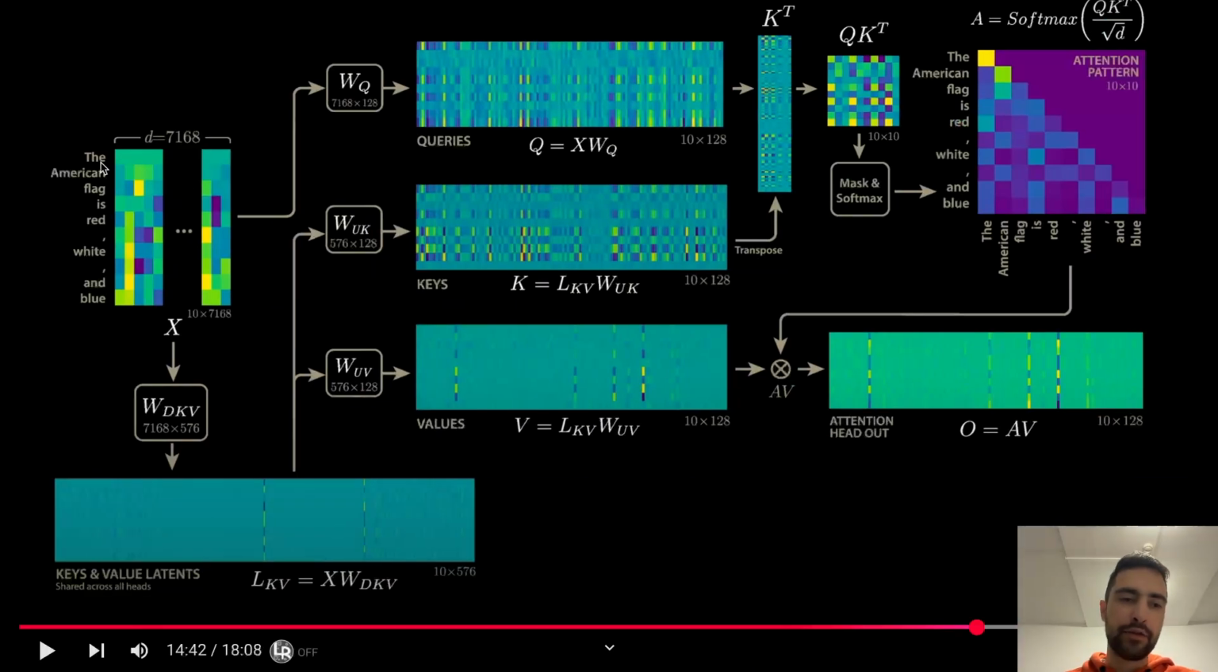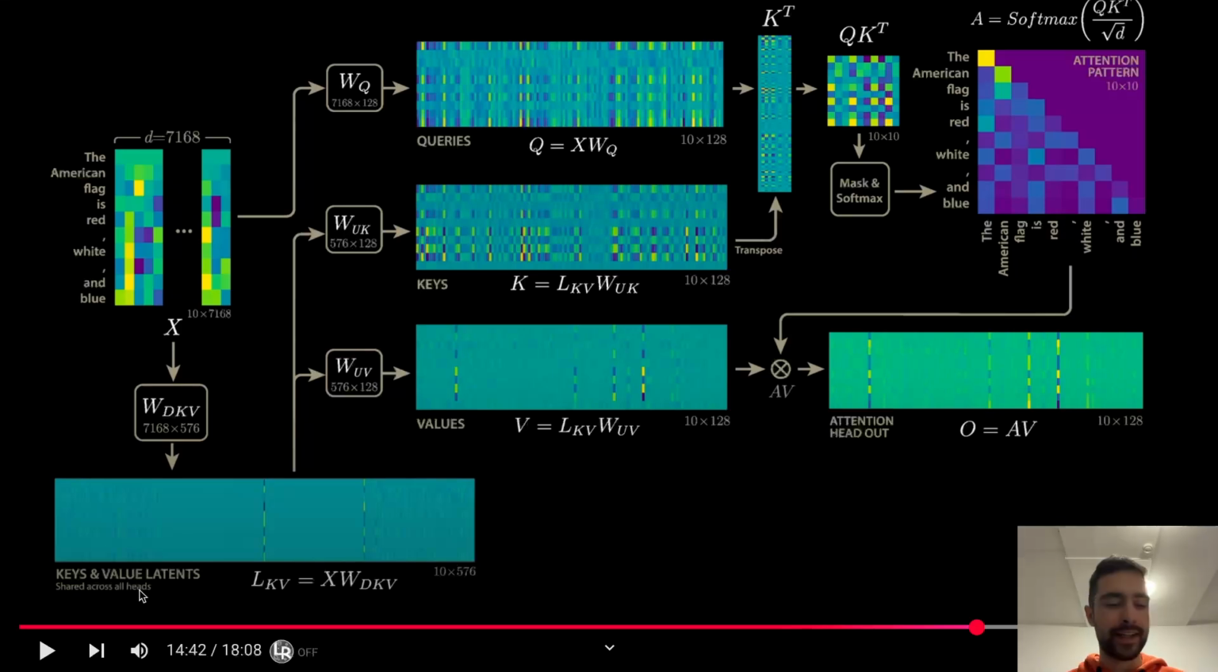So we are downscaling the big vector, or the whole big matrix, into just 500 dimensions. And then this 10 is 10 tokens. So for each token we have this one line of values. Before, each vector for each token had 7,000 values, now it has just 500, and those 500 represent the information necessary to create keys and values for this token. It says here, shared across all heads.